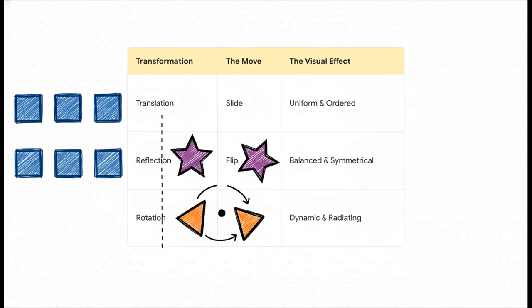So let's do a quick recap. Translation, the slide, gives you that uniform, ordered look. Reflection, the flip, creates that cool, balanced symmetry. And rotation, the turn, brings in that dynamic, spinning energy. 3 moves, 3 totally different visual effects.